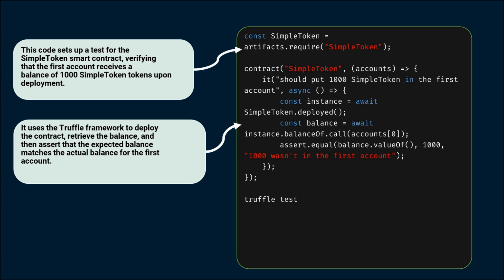This check ensures that our smart contract properly allocates the total supply to the designated user upon deployment, showcasing the fundamental logic behind token distribution. By running these tests, we can confirm the expected behavior of the contract before it goes live.